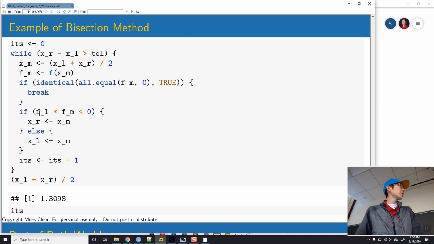Otherwise, we'll just check, is the left times the midpoint values less than 0? Meaning, do they have different signs? If they have different signs, the midpoint becomes our new right bound, okay? Otherwise, the midpoint becomes our left bound, okay? And then we'll increment our iterations, and we just repeat this over and over and over again, okay? And then after we're done, the value we'll use will be the midpoint of my left and right bounds, which is going to be 1.3098, okay? Which was the same value there.